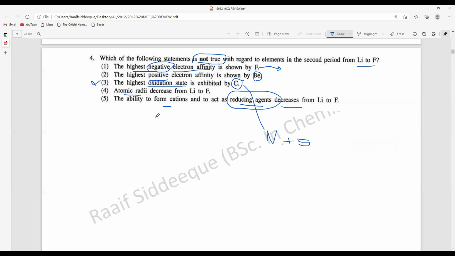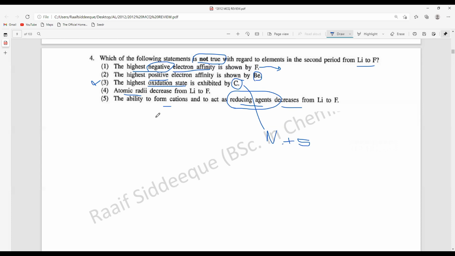So when you think only about these two elements, it will be clear lithium likes to be lithium plus, beryllium likes to be in the same state. And when you finally come to fluorine, fluorine likes to be F minus by accepting an electron. So you can see lithium likes to be in cation form, beryllium likes to be in the same neutral form, fluorine likes to be in F minus. So you can see positive to neutral to negative, the ability to form cations reduces.